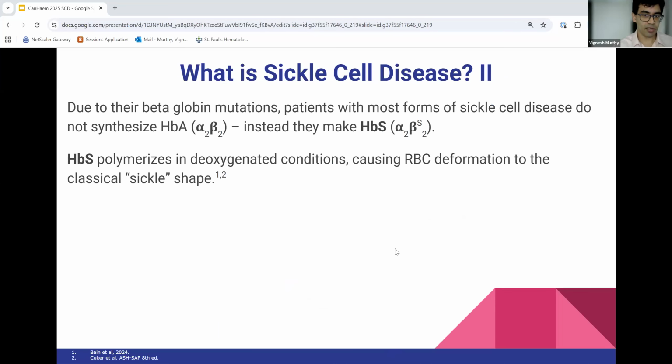Now, what's different in sickle cell disease? Due to their beta globin mutations, patients with sickle cell disease don't make normal beta globin, so they cannot and do not generally synthesize hemoglobin A. So that alpha 2, beta 2 that we saw in the previous slide, we don't have that. Instead, they make something called hemoglobin S, and that's alpha 2, beta S 2. It's the same alpha globin, but the beta globin is mutated, as we discussed in the previous slide. The difference between hemoglobin S and hemoglobin A, they're both going to show up as hemoglobin on your CBC. You won't be able to tell on that. Is that hemoglobin S polymerizes in deoxygenated conditions. And so that causes the red cells to deform to that classical sickle shape, hence the name of the disease.